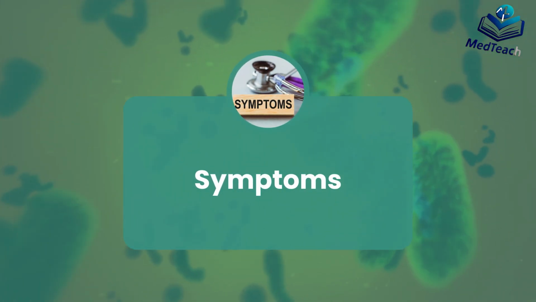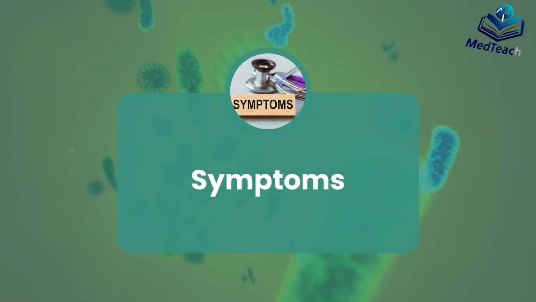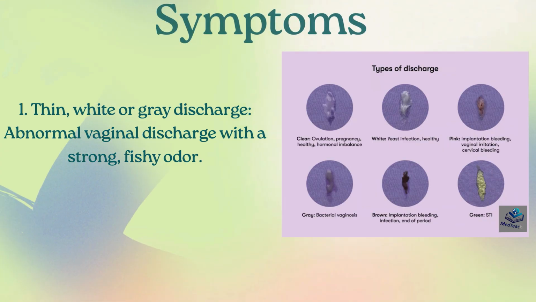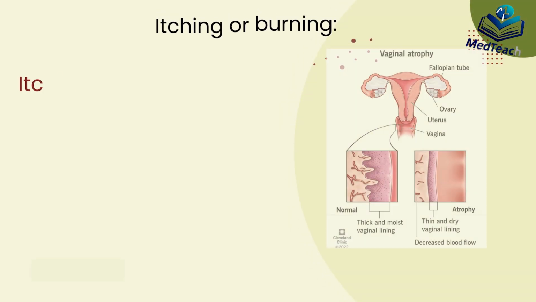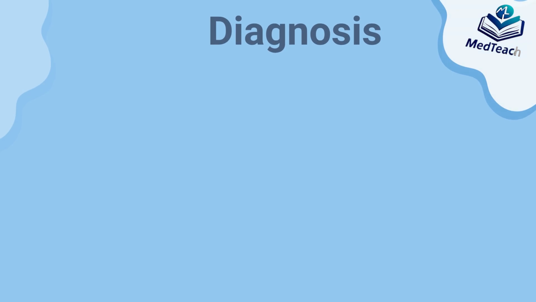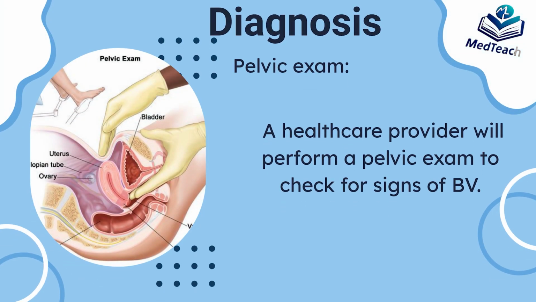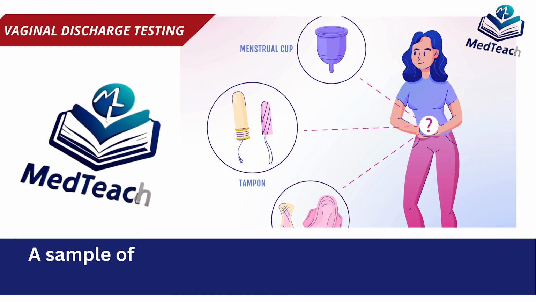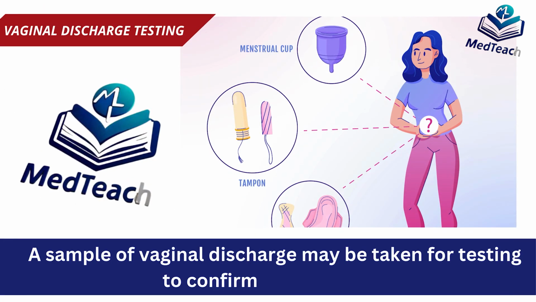Now, coming to the symptoms with which the patient can present to you. The patient may usually complain of thin white or gray discharge with an abnormal, strong, and unpleasant odor, which is often described as fishy odor. And along with this, mild to moderate itching or burning sensations can also be seen in the vagina or the vulva. Usually, we have to perform a pelvic examination to check for the signs of bacterial vaginosis, and the vaginal discharge can be taken for testing also to confirm the diagnosis.